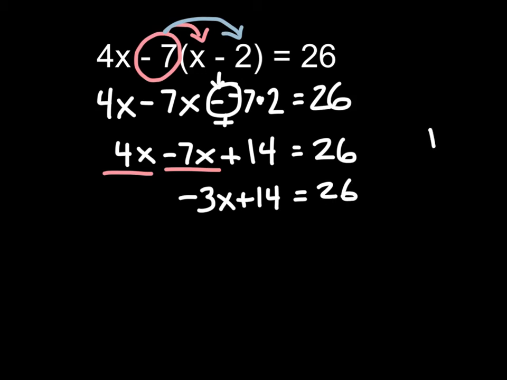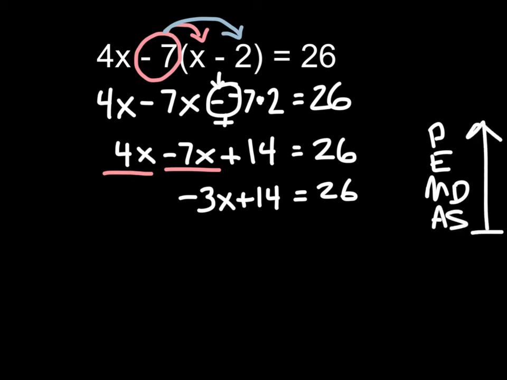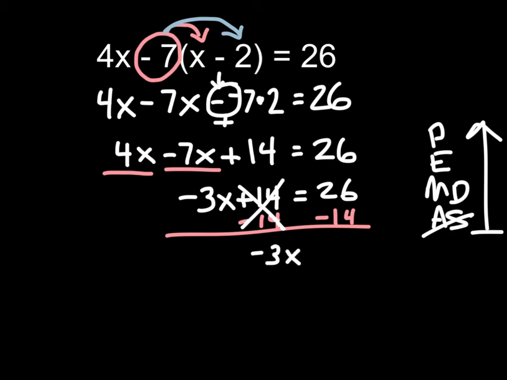Once again, we're going to use the order of operations in reverse to solve. We're going to start down here and work our way up. Addition and subtraction comes first, so we're going to subtract 14. Again, the opposite operation. We're also going to subtract 14 over here. This becomes 0, so we don't need to show the adding of 0. So negative 3x equals 12. 26 minus 14.